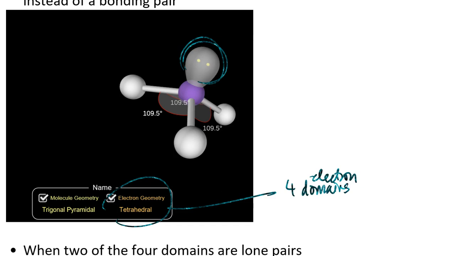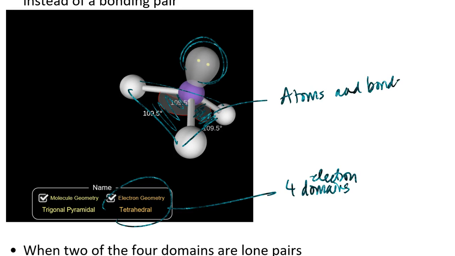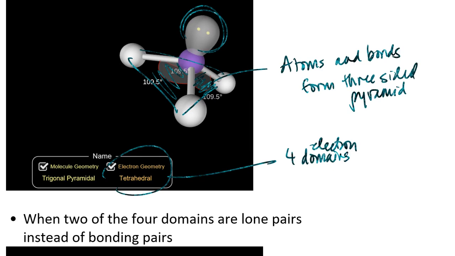And so if I connect the atoms to each other, it's kind of hard to see, but it looks like a three-sided pyramid. Basically, there's this side, and then the side that's behind the plane of the molecule that we're looking at. So the atoms and bonds form a three-sided pyramid. That's why we call this particular molecular geometry trigonal pyramidal. Pyramidal for pyramid, then trigonal for three-sided.